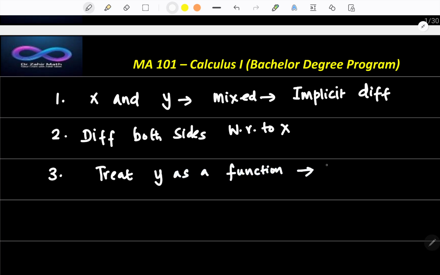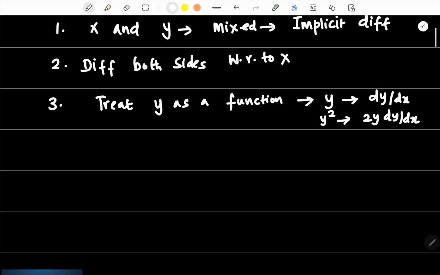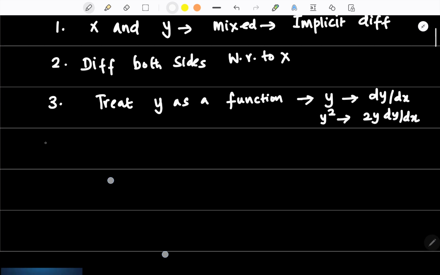Just now I gave you an example. Y derivative is dy by dx. But what is the derivative of y square, teacher? 2y dy by dx. Keep in your mind. Okay, right. And sometimes you need to use chain rule also. So keep in your mind, use chain rule properly. That is the previous exercise. Okay. At the end, this is very, very important.